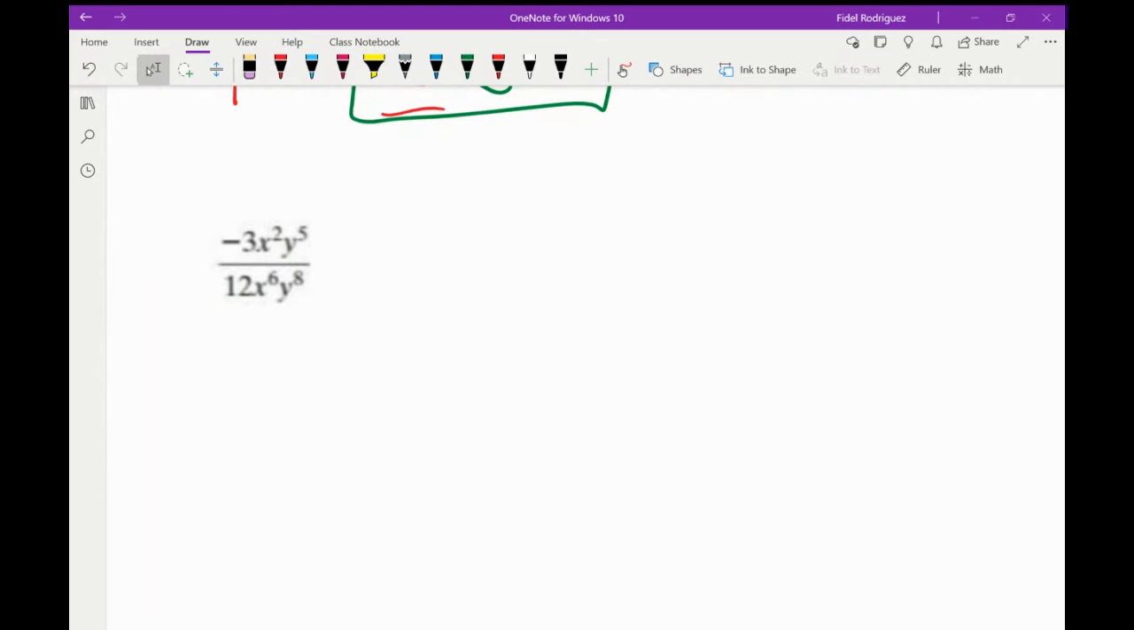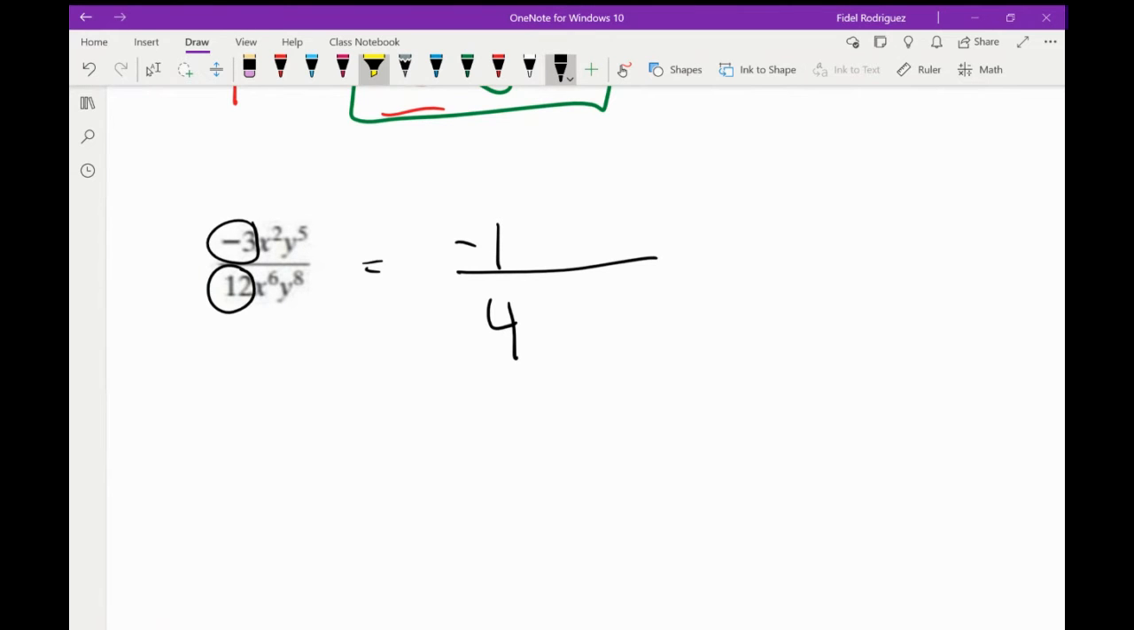So we have negative 3x squared y to the 5th over 12x to the 6th y to the 8th. Okay, so we're going to go about this the same way. So first thing is 3 and 12. I can divide them both by 3. So 3 goes into 3 once, and because there's a negative, I'm going to put a negative 1 there. And 3 goes into 12 4 times.